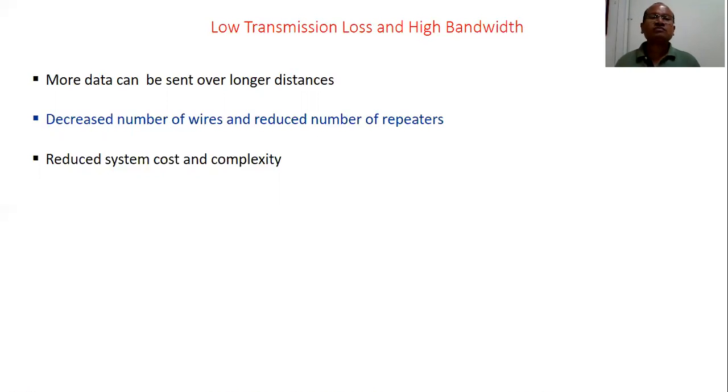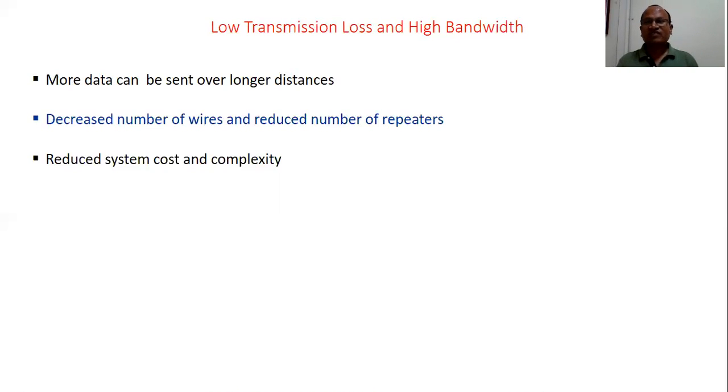Next, decrease the number of wires and reduce the number of repeaters. What is this? When you use optical cables, the number of wires is reduced. With copper, so many wires are installed everywhere, like a web of wires inside the house or outside. Just imagine one telephone pole outside your home. You find how messy it is, with the copper wires on the pole going to different houses. So, decrease the number of wires and reduce the number of repeaters.